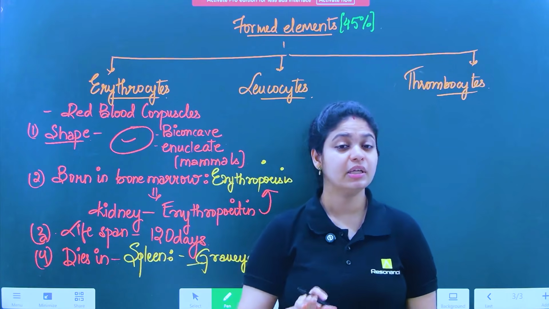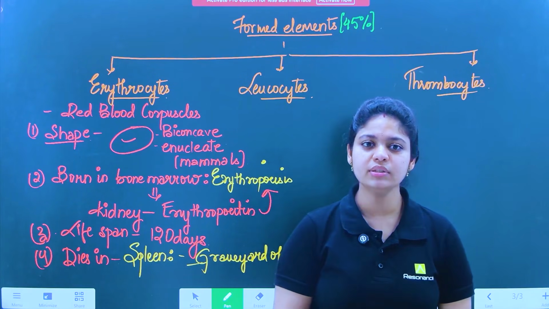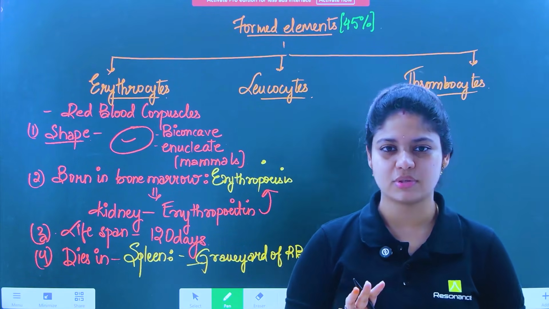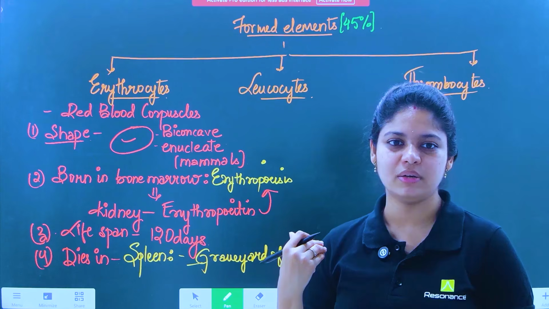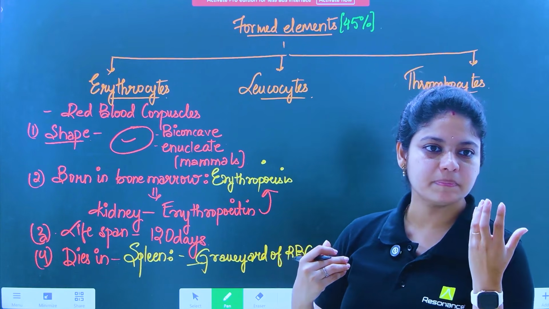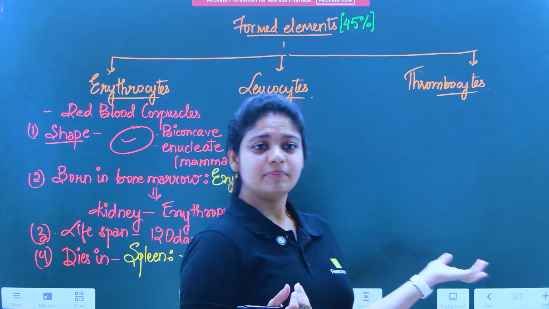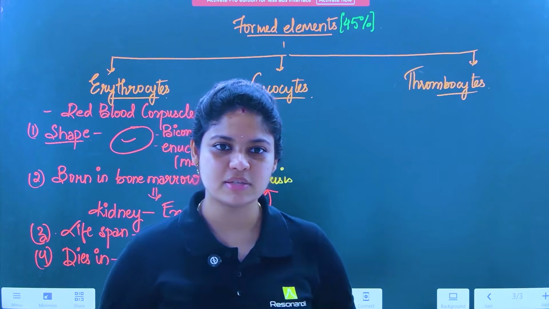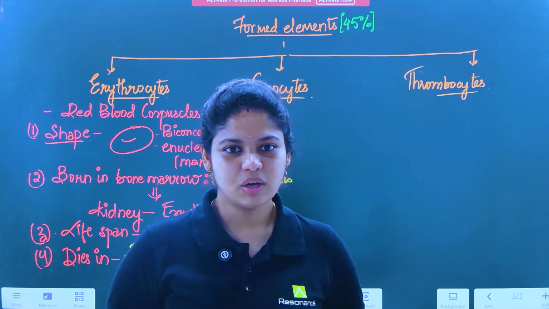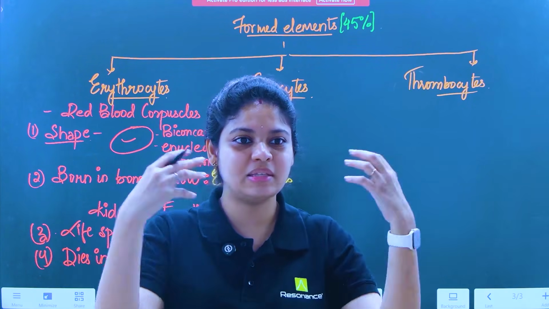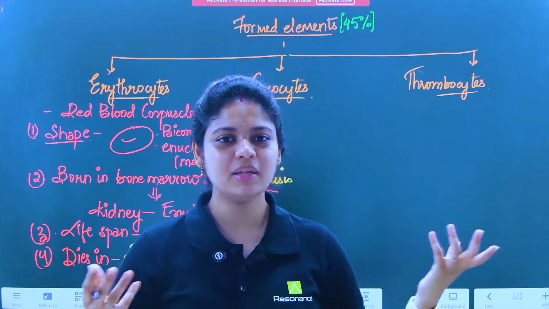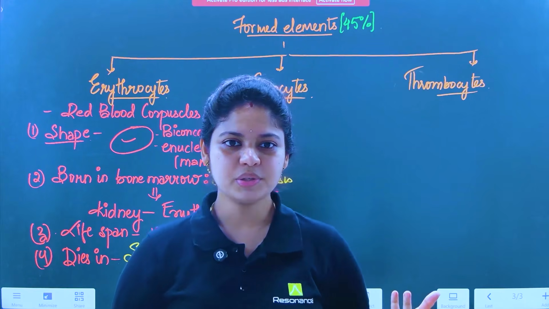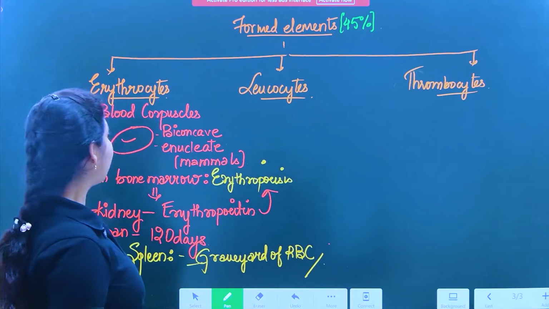Spleen is something different. It is one of the lymphoid organs, which is helpful for the production or maturation of the lymphocytes. What are lymphocytes? We'll be learning it. Graveyard means, what is burial ground? Where you bury dead bodies is called as graveyard. Because all the dead RBCs are buried in the spleen. That's why spleen is called as the graveyard of RBC. Understood?